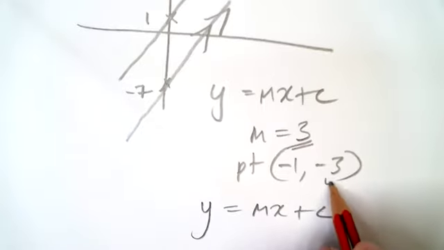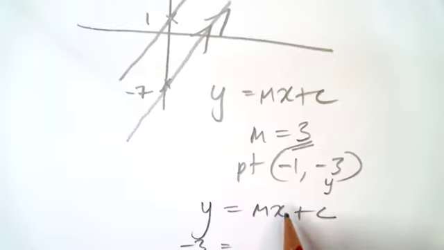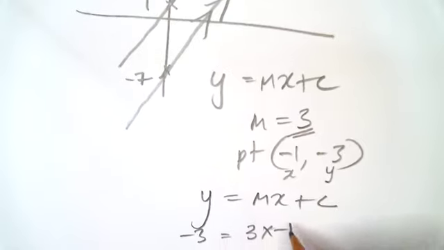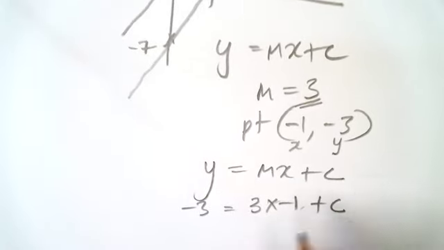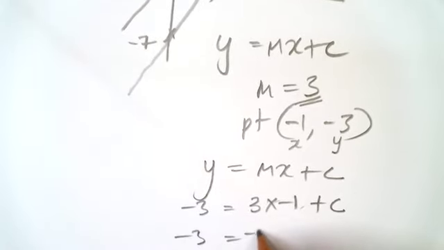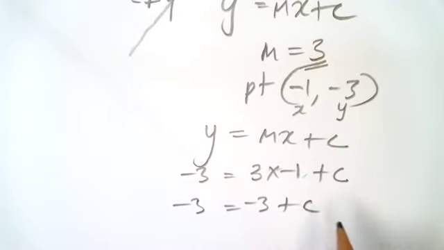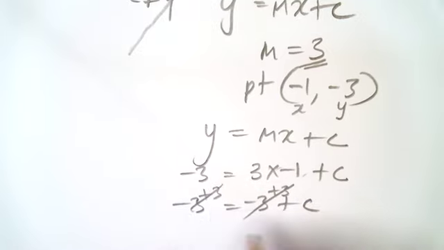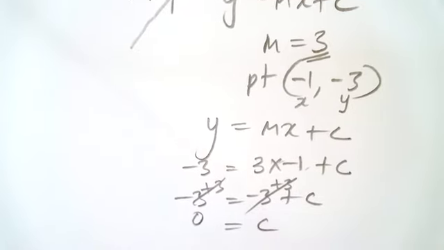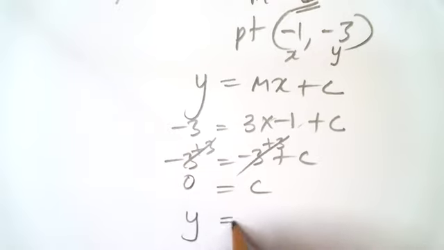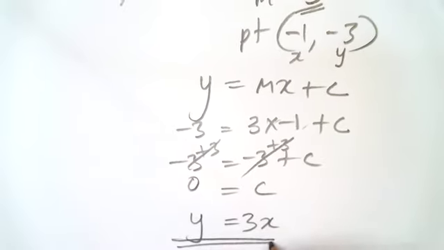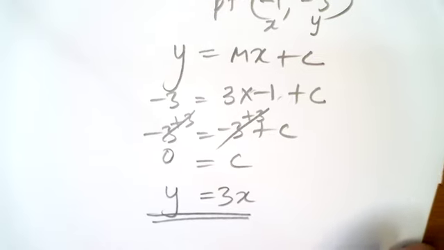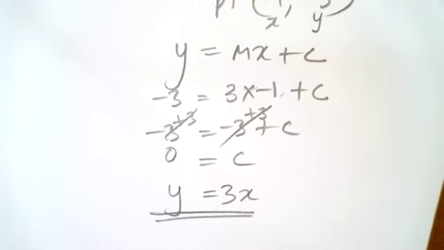So I've got a y value, there's my y. -3 is equal to my m value, which is 3, times my x value, which is -1, plus c. So I've got -3 is equal to -3 plus c. If I added 3 to both sides, I would end up with c is equal to 0. So my formula is just going to be y is equal to 3x. That's my formula.